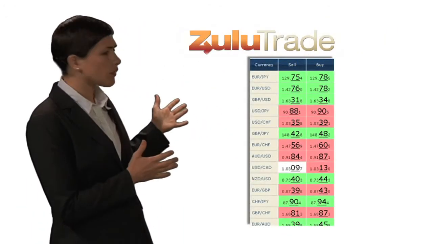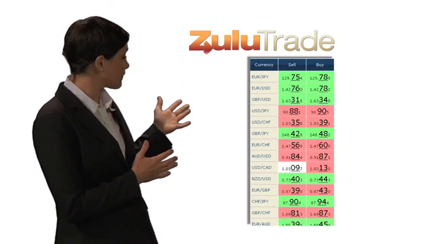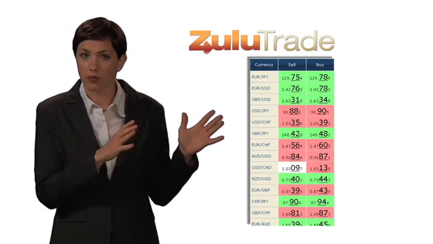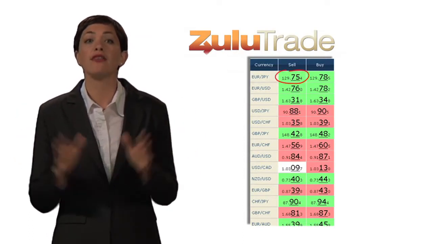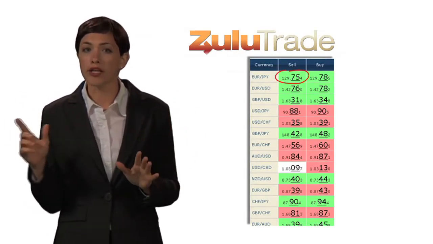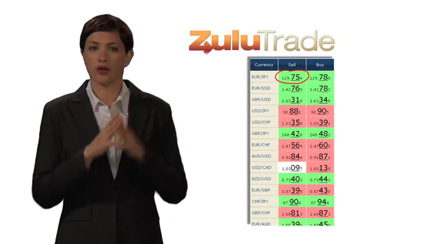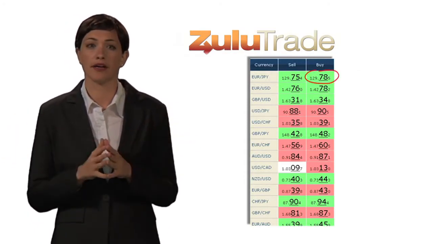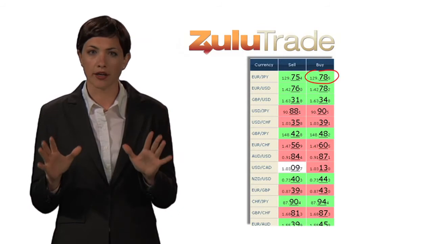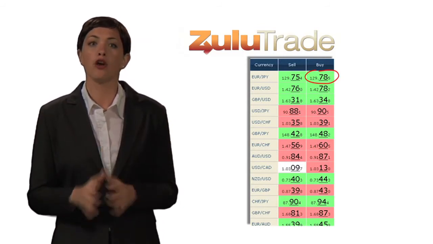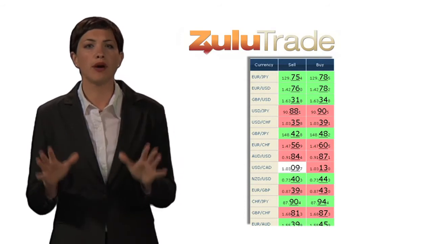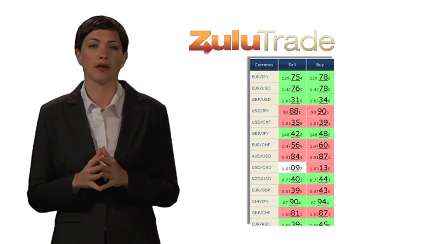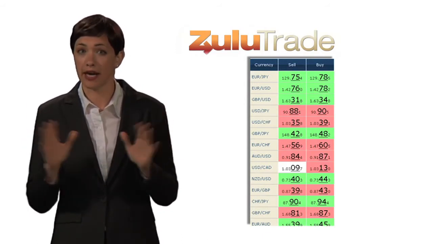Now, as you will notice by looking at the buy and sell columns of the chart, currencies typically have two prices. Under the sell column, we find what is called the bid price. This is the amount at which the market will buy 1 unit of the base currency using the quote currency. Under the buy column, we find what is called the ask price. This is the amount at which the market will sell 1 unit of the base currency using the quote currency. The bid price is always smaller than the ask price, and the difference between the bid and the ask price is popularly known as the spread.